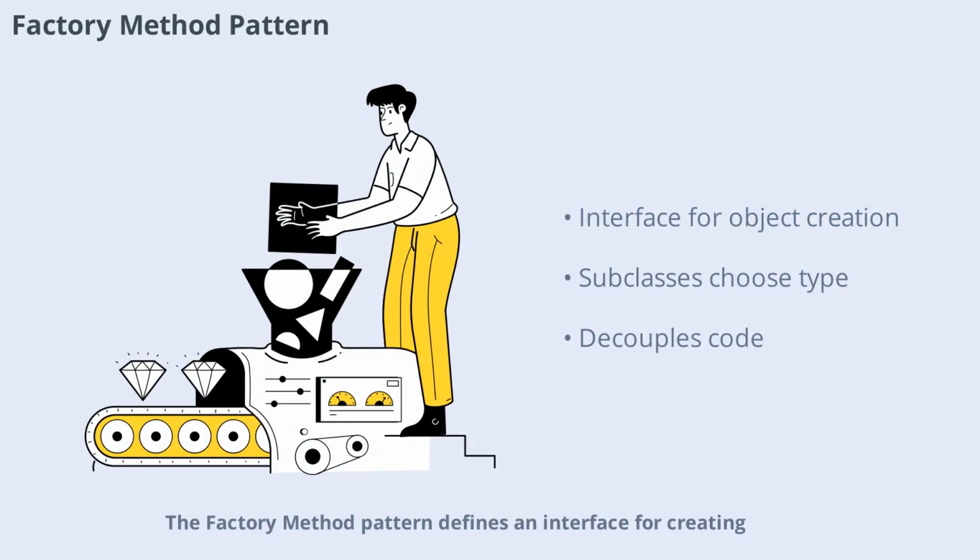Factory method pattern defines an interface for creating objects, but lets subclasses decide which class to instantiate. This means you can write code that works with objects created by the factory without knowing their exact types. It's a great way to decouple your code from specific implementations and make it more flexible. In Java, you often see this pattern in frameworks and libraries that need to create objects in a customizable way.